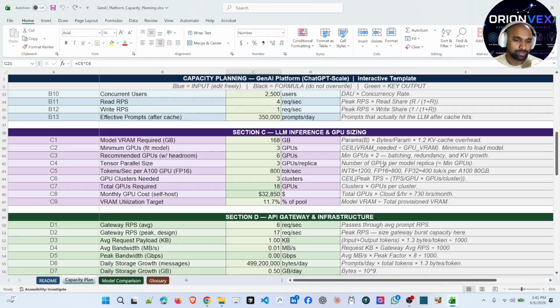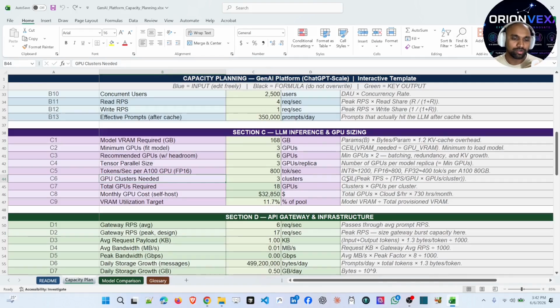We need to consider 2 times. And tensor parallel size is 3. How we are getting the number of GPUs per model replica, that is the minimum GPU required. We are considering 3. And tokens per second for a 100 GPU, it's around 800 tokens per second. GPU cluster required, that is 3 clusters.